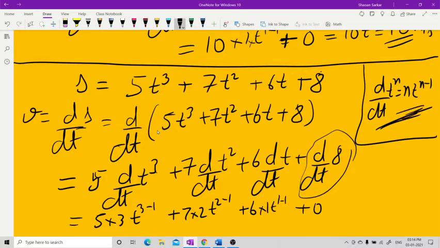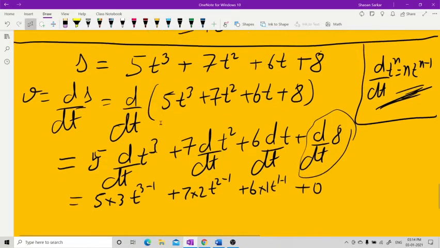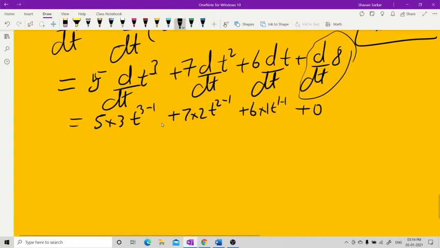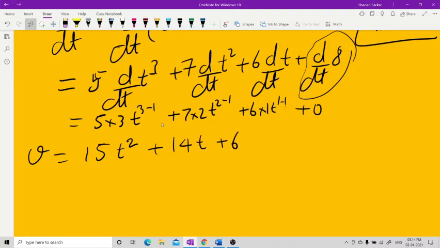Using this formula, let us take some more page. Yes, here it is. So velocity comes out as 15t² + 14t + 6, since t to the power of 0 is 1. So this is in meter per second. Now I want to find acceleration.